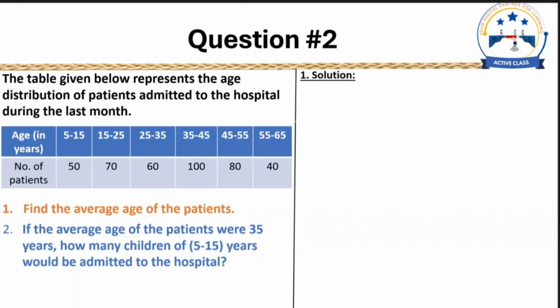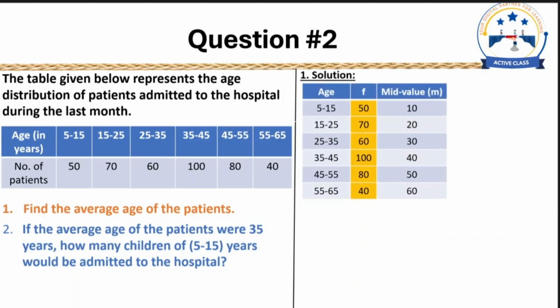Very good. The frequency table with mid value. Here I have listed the ages and corresponding frequencies as well as the corresponding mid values of the age interval. In the interval 5 to 15, the frequency is 50 and the mid value is 10. Likewise, for the other intervals, the corresponding frequencies are in the yellow color and the mid values are also given just by the side of frequencies. Let's move to the second step.